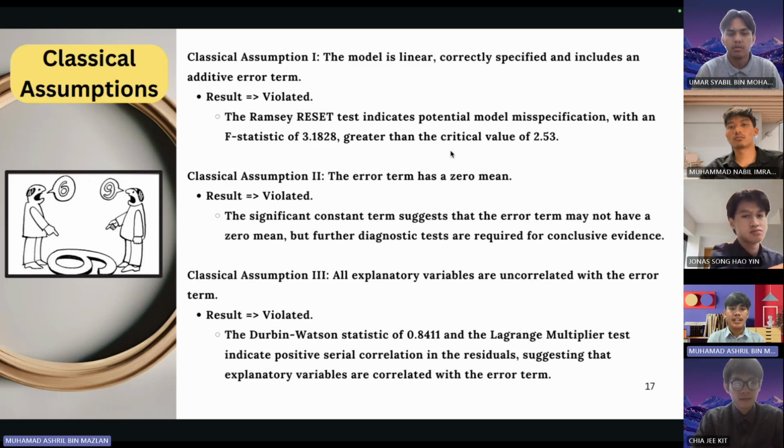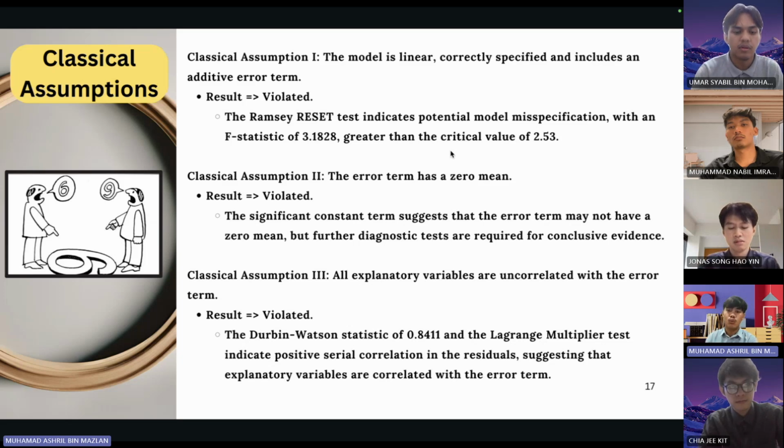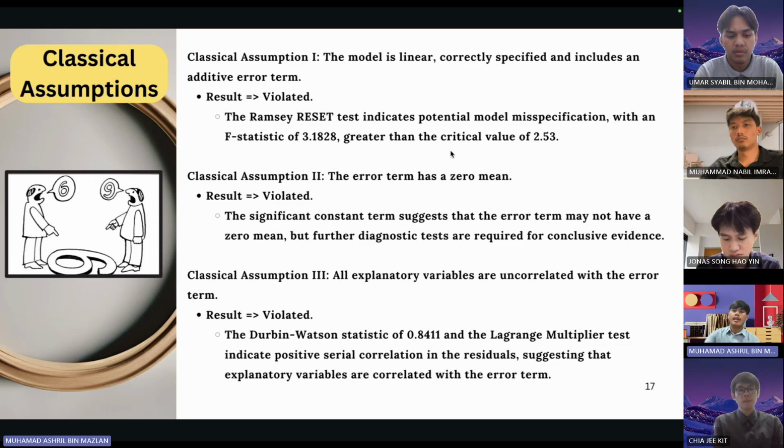Then for classical assumption 3, all explanatory variables are uncorrelated with the error term. The result is violated. This is proved by the Durbin-Watson and also the LM test, which indicate a positive serial correlation in the residuals, suggesting that explanatory variables are correlated with the error term.